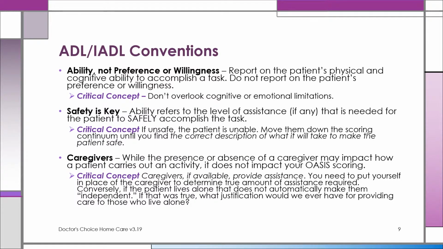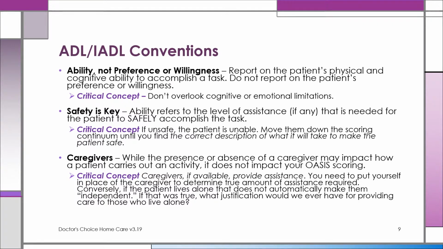In regards to scoring the ADLs and IADL conventions, a couple key points of information: ability, not preference or willingness, is what you're scoring the patient on. You don't want to overlook cognitive as well as emotional limitations. So if somebody's very afraid to get in the shower, but does have the ability, that fear is a real issue, and you do have to take that into consideration, versus someone who says, I'm just not going to do it. That's more willingness. So make sure you're assessing those items on their ability and looking at safety. Safety is key. Safety equals ability. If they're not safe, they are not able.